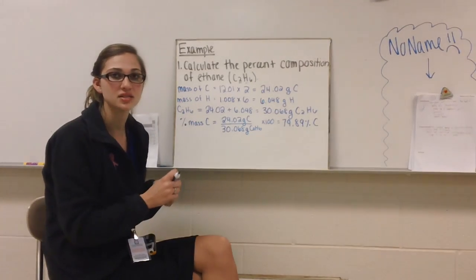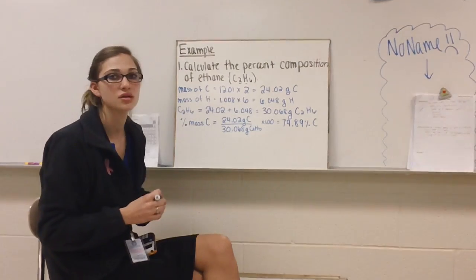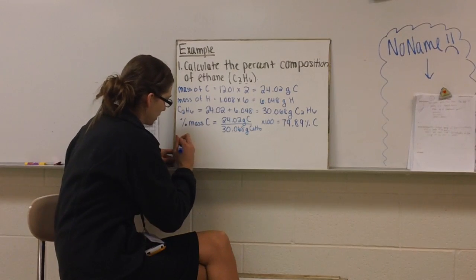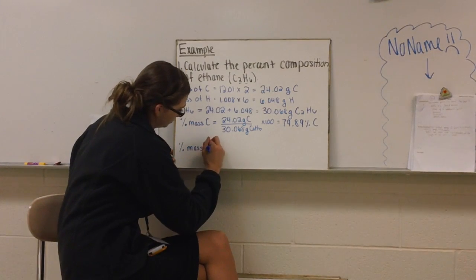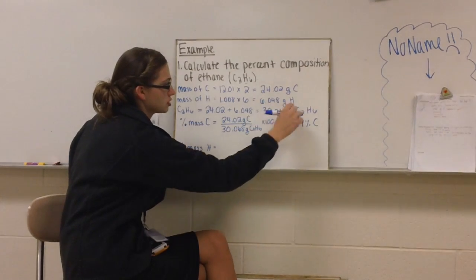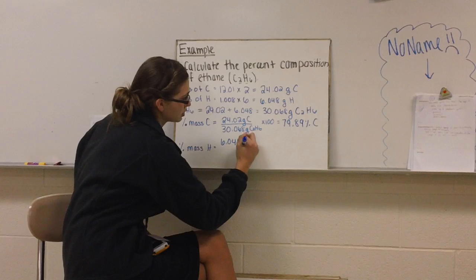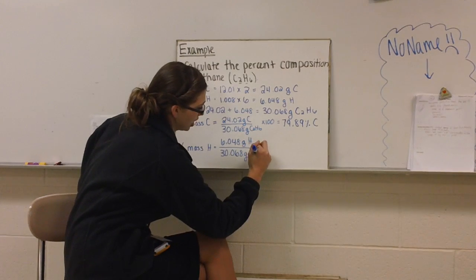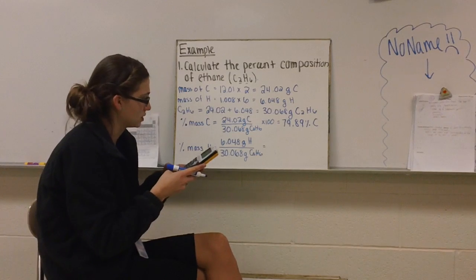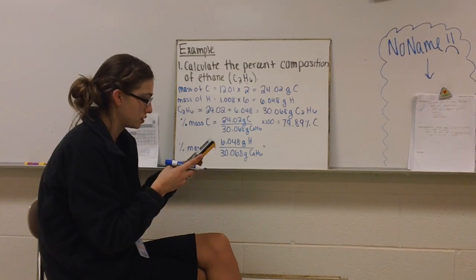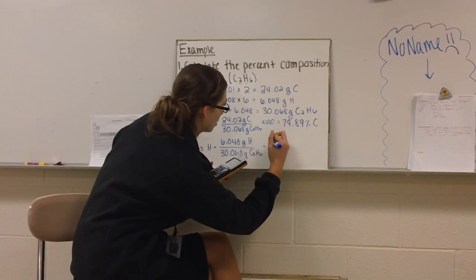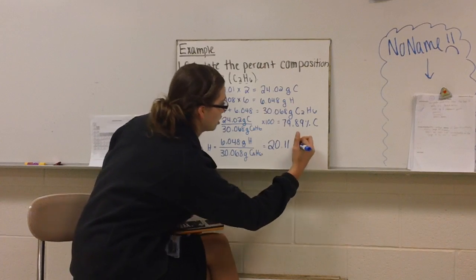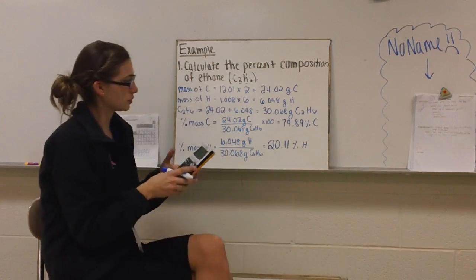What we should find now is that the rest of the compound is made up of hydrogen. So when we do it, let's make sure that our 2 percents add to 100 or really close to it. So now I'm doing percent mass of hydrogen. My grams of hydrogen was 6.048 grams over 30.068 grams C2H6. So if I do 6.048 divided by 30.068, I get 20.11% hydrogen.